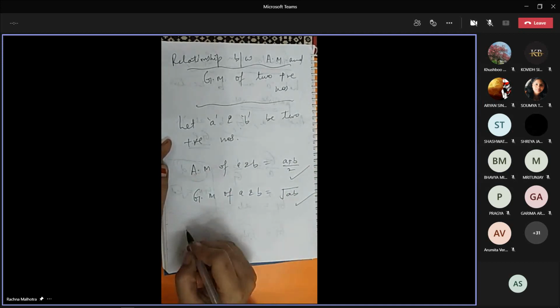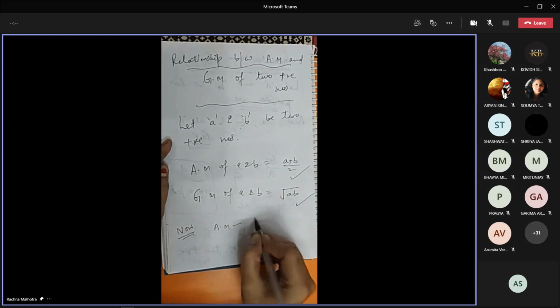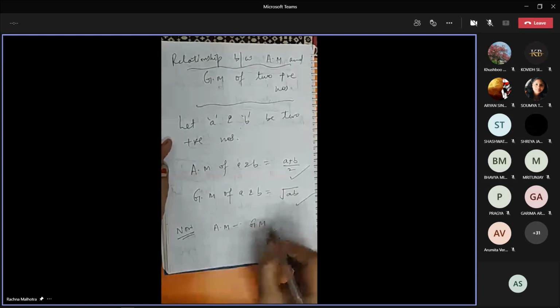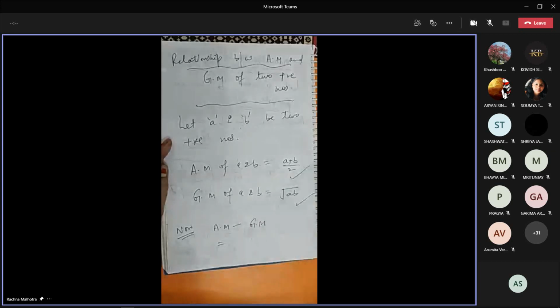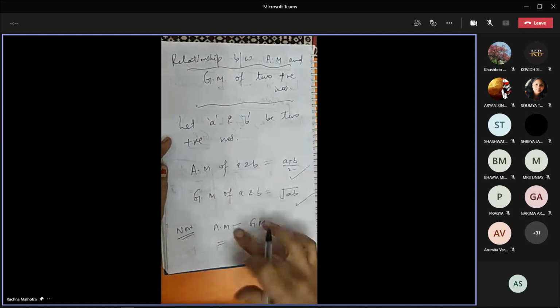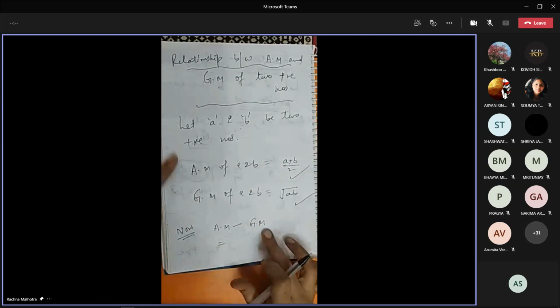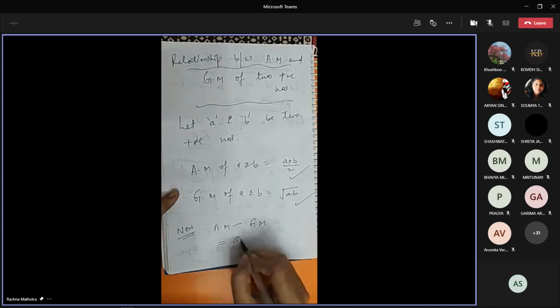Now, if you study AM minus GM, because we are finding the relation between AM and GM, what is the relationship between these two? If we are finding the relation, we can add them, subtract them. इसमें relation check करना है, so कुछ ना कुछ तो operation हमको use करना पड़ेगा. We can use addition, subtraction, multiplication, division. So let us start with AM minus GM.